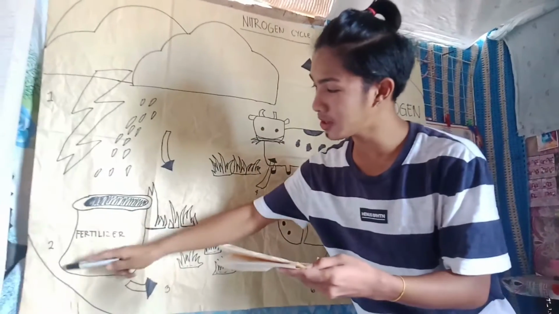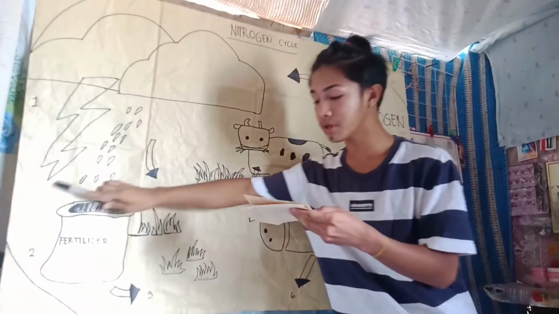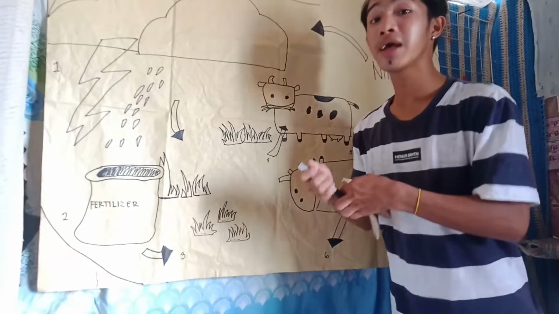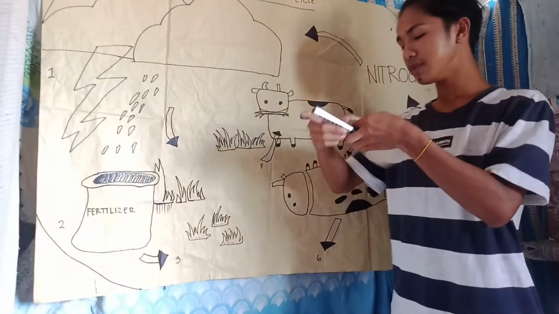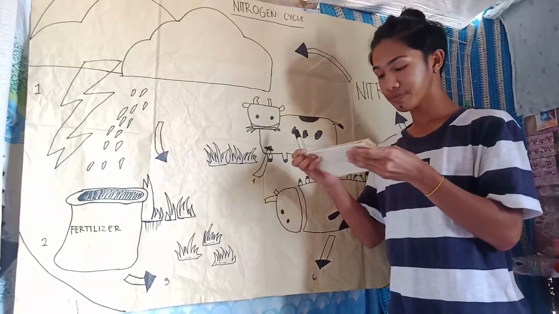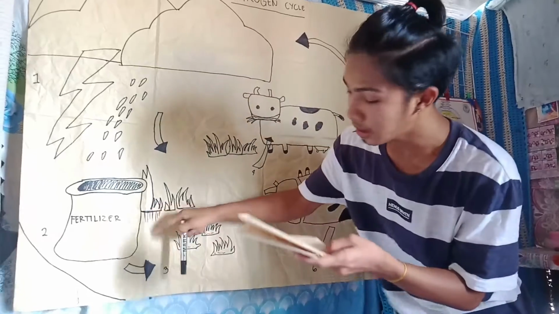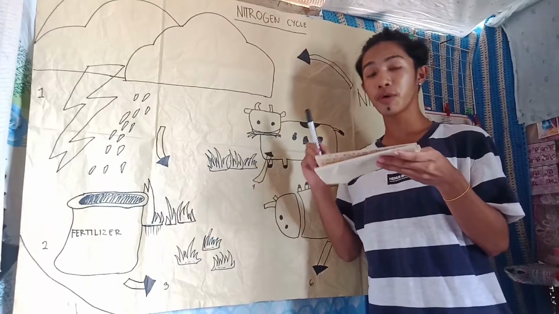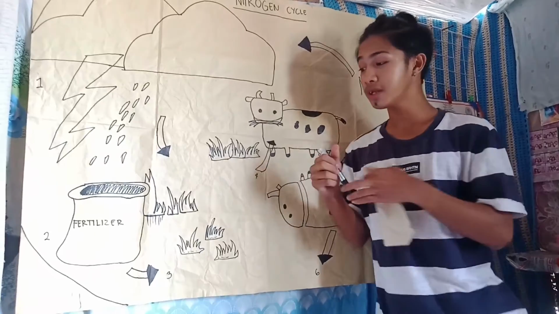So the next step is step 2. After the rain falls down into the ground, bacteria in the soil, which can be found in the roots of the plants, change the nitrogen into a more usable form for plants. The nitrogen is combined with hydrogen to make ammonia in a process called nitrogen fixation.